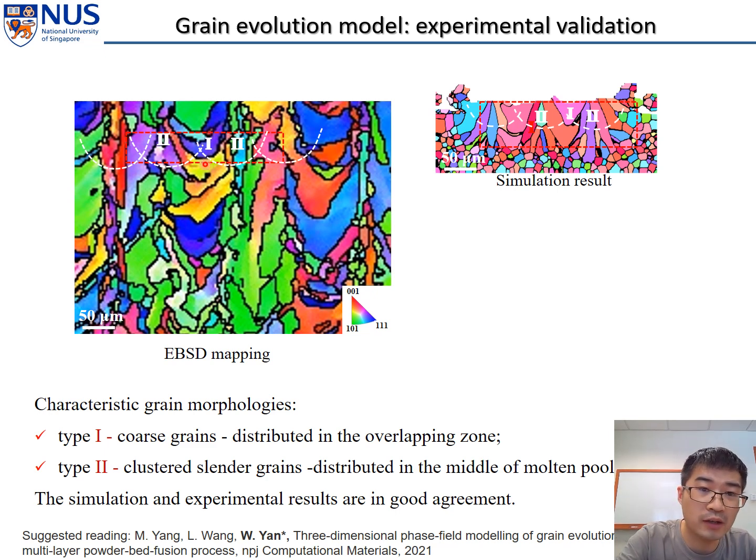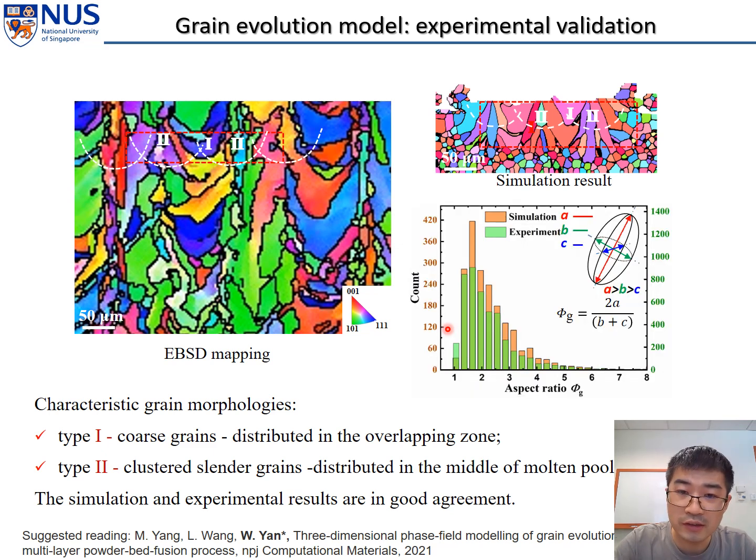First type, type 1, is in the overlapping region, so it's coarse grains due to the remelting and regrowth. Second type is in the middle of the molten pool, they are clustered slender grains. They are actually due to epitaxial growth, and they are columnar grains. And we further statistically analyze the aspect ratio distribution, and you can see the simulation and experiments agree pretty well, which demonstrates the accuracy of our model here.